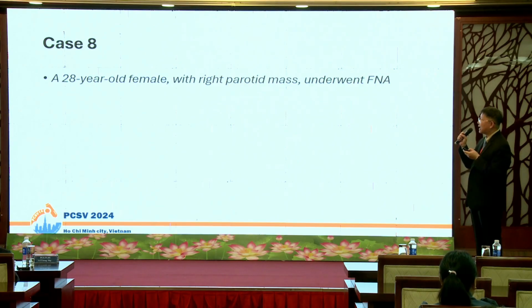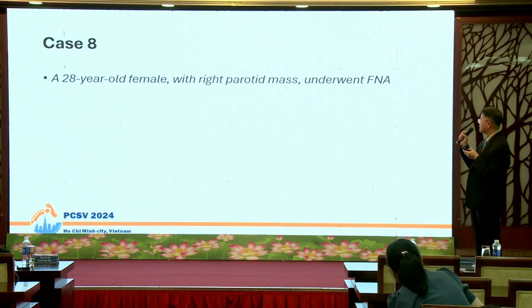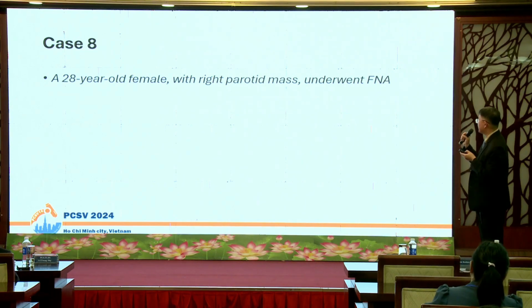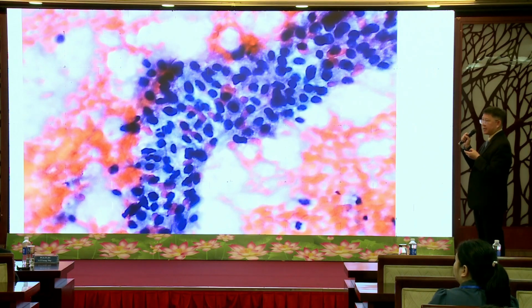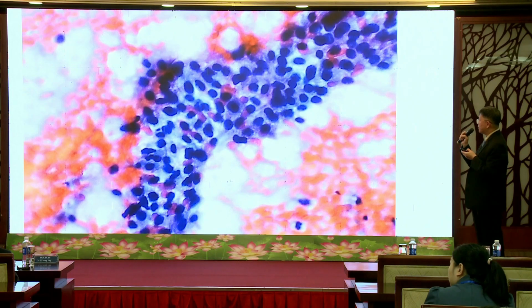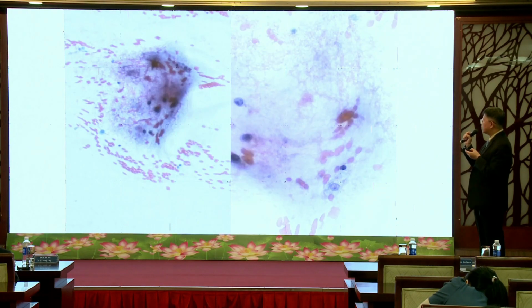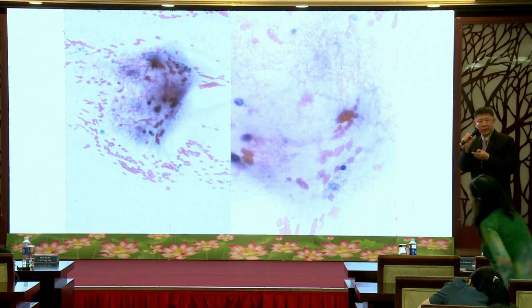Actually, this is case 9. Sorry for the mistake. A 28-year-old female with a right parotid mass, and FNA was done. So these are the cells. Again, they look very uniform, very bland, and I think there is a little bit of an ill-defined border. And there's a matrix that looks like a fibrillary matrix.